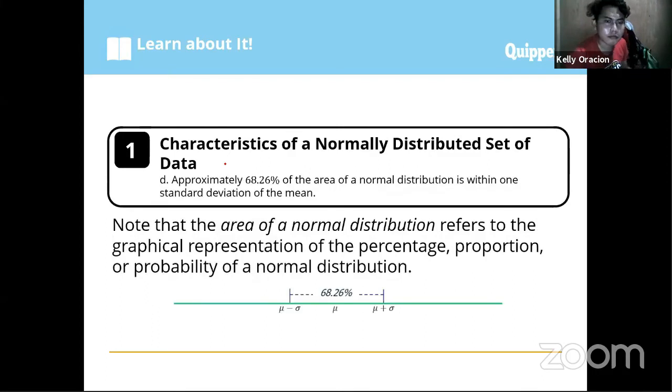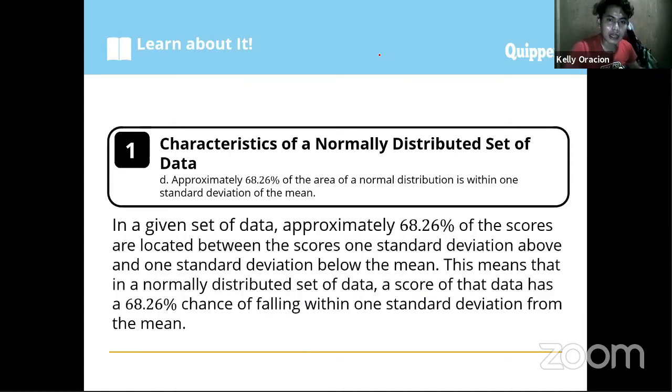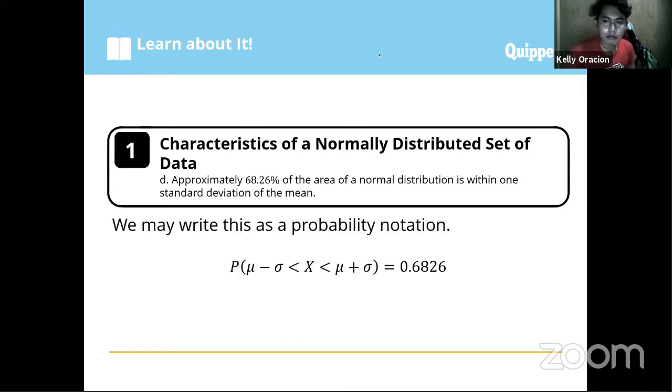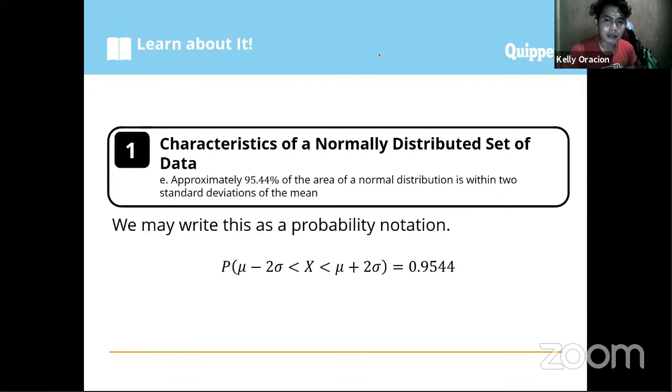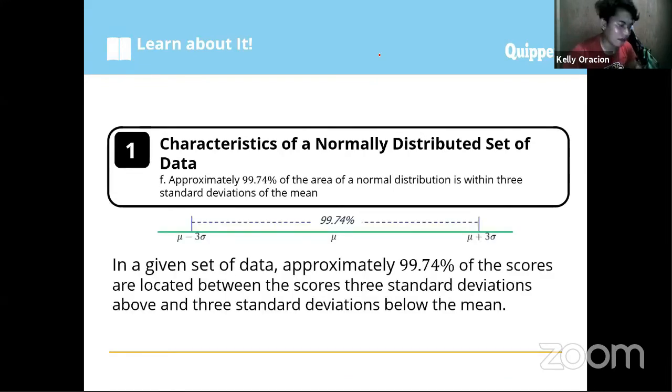Next, the earlier one, positive and negative one standard deviation. Note that the area of the normal distribution refers to the graphical representation of the percentage, proportion, or probability of a normal distribution. For 1 standard deviation, that's 68.26%. I already gave you that earlier. For 2, it's 95.44, and for 3, it's 99.74.